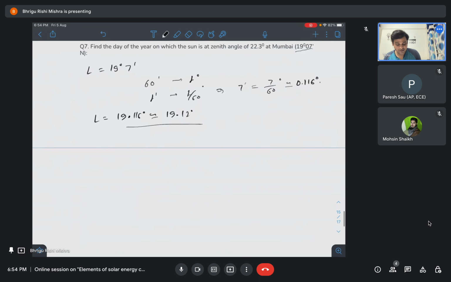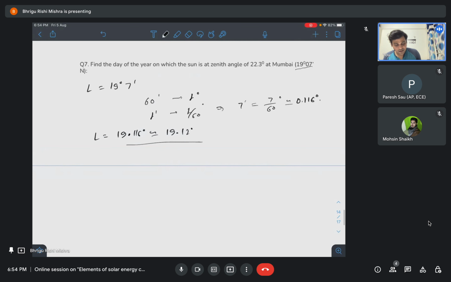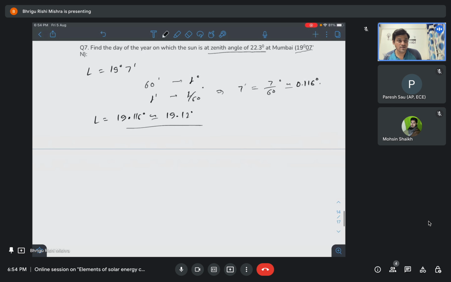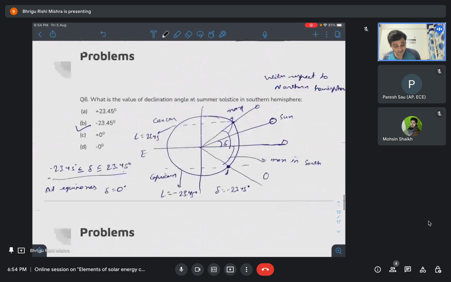Okay, if it is 19.116 degree, you should use 19.116 degree, not 19.12 degree, for the real life problem. So this is the latitude. Now here it is given, find the day of the year on which the sun is at zenith angle of 22.3 degree. When the sun is at zenith angle, the relationship between zenith angle, latitude and declination angle we have already derived, which is theta z equals L minus delta.